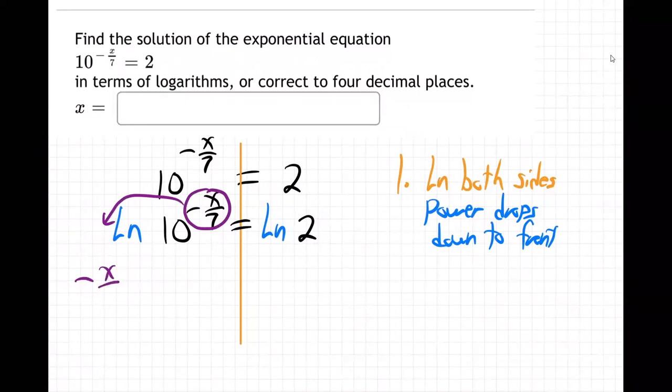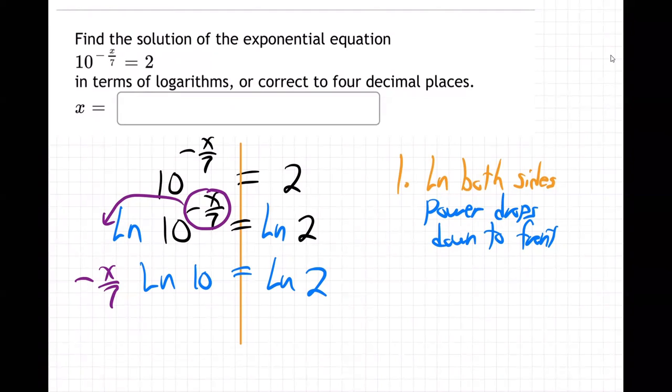We have minus x over 7 in the front of ln 10 equals ln 2. So that x is out of the power now. That's a big deal. That's a big help to get that x out of the power zone and down to the ground. So that's all step one, just ln both sides and the power drops down to the front. Now what do we do from here?